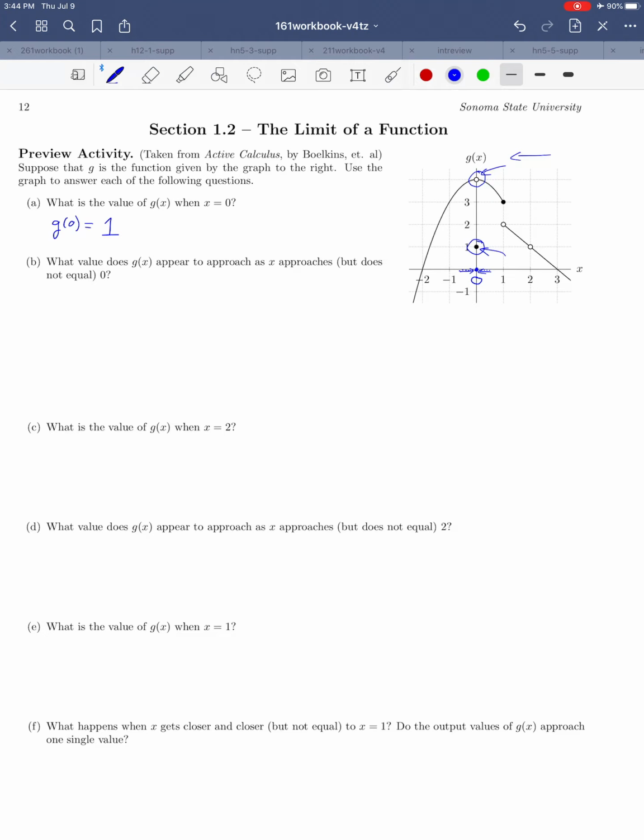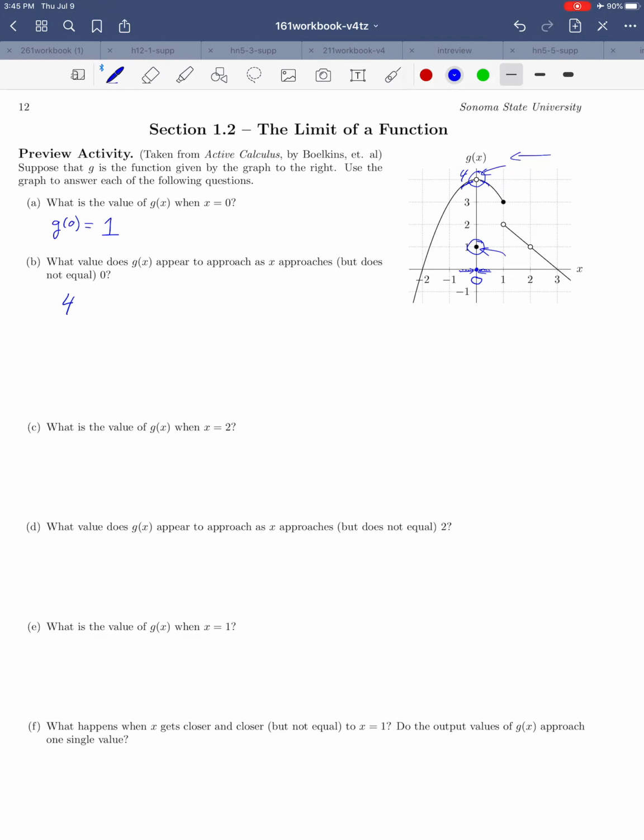If we go up to the graph for values slightly less than 0, we are on this left side of the graph, and as x gets closer and closer to 0, the function values seem to be approaching the value 4. And the same is happening from the right. If we are taking x values slightly bigger than 0 and approaching 0, we are on the right side of the graph, and we are also approaching the value 4. So it looks like g of x appears to be approaching the value 4 as x gets closer and closer to 0.